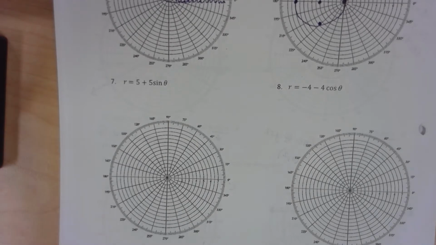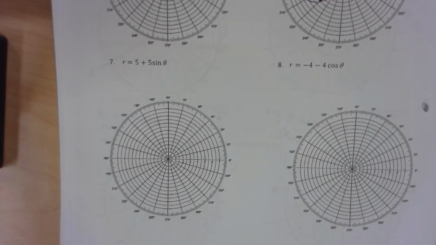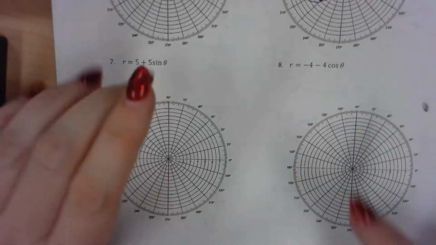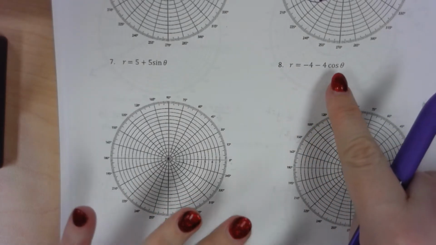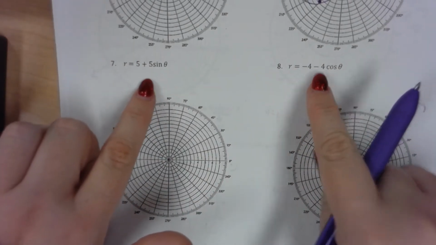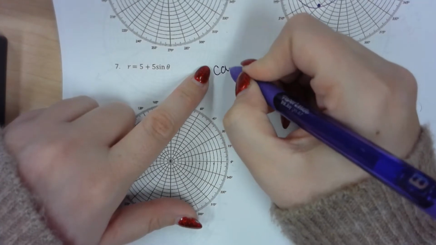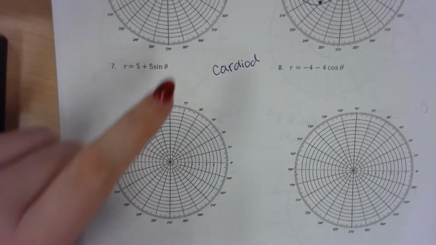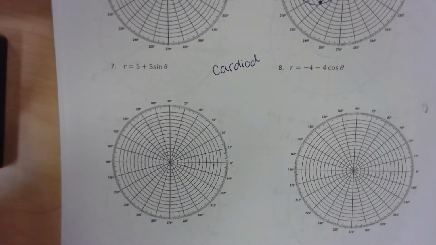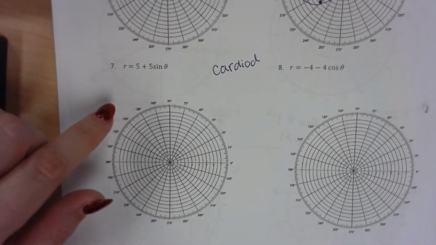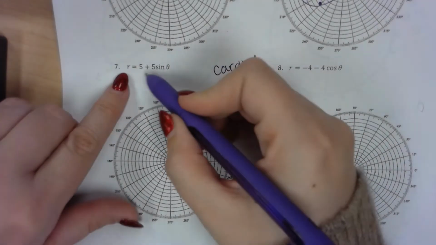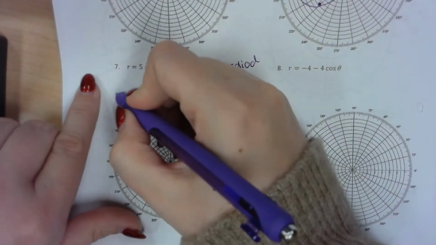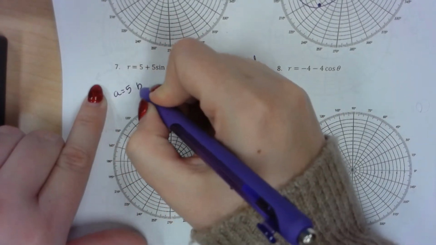All right, number 7 and 8. So number 7 and 8, we have 5 plus 5 sine and -4 minus 4 cosine. Because these are the same numbers, these are going to be what's called a cardioid. Cardioids kind of look like a heart. When we have a cardioid, we want to figure out what A and B are. So in this case, A is 5 and B is 5.